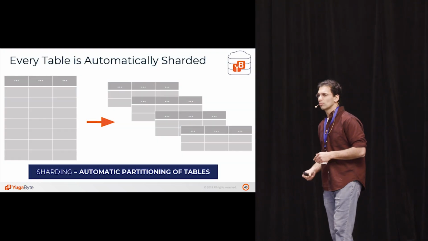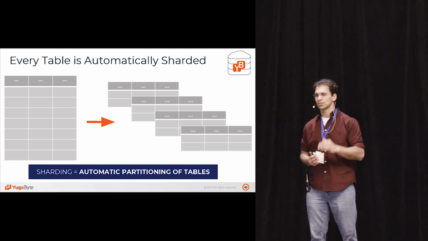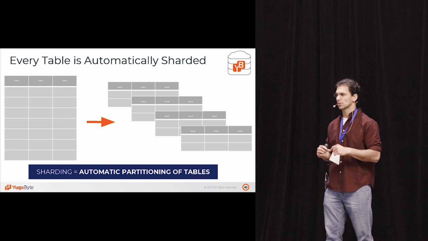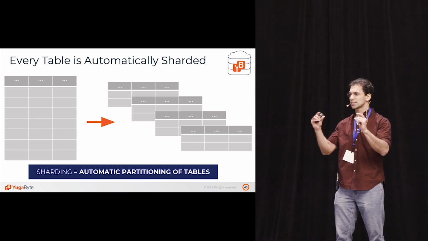Okay, so once again, what do we do with YugaByte? We take a table, that's what the thing looks like on the left, your entire table, and then we shard it into small pieces, okay? So think of a shard as automatically partitioning your table into small sets of data.